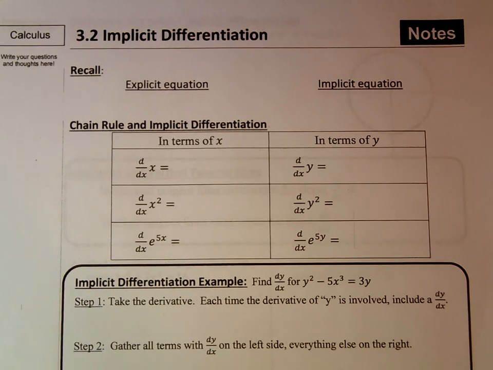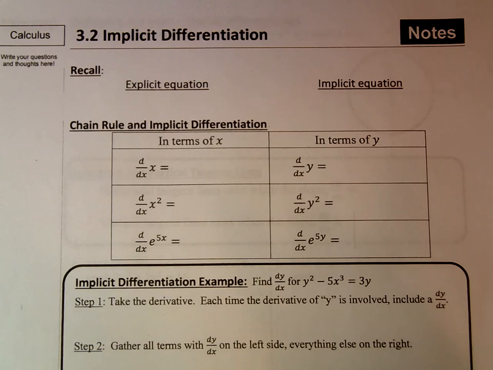All right, my AB kids, we're looking at section 3.2 on implicit differentiation. It's kind of a cool thing because there's a set way to do this, and you may not remember what it means to be implicit versus explicit, but we're going to talk about that first today.